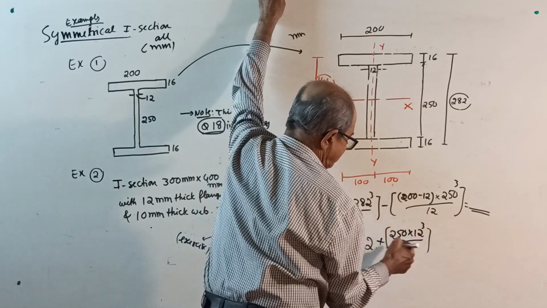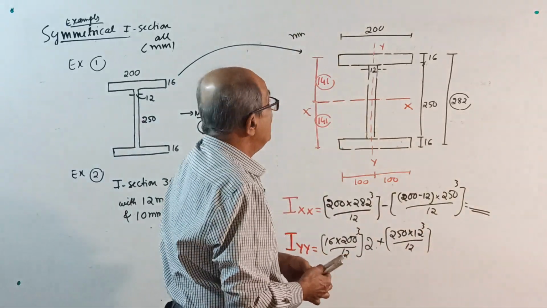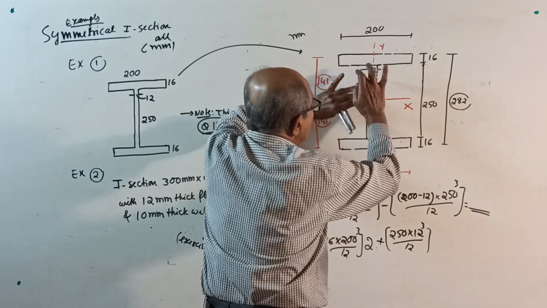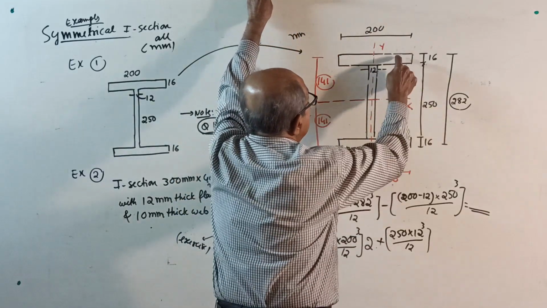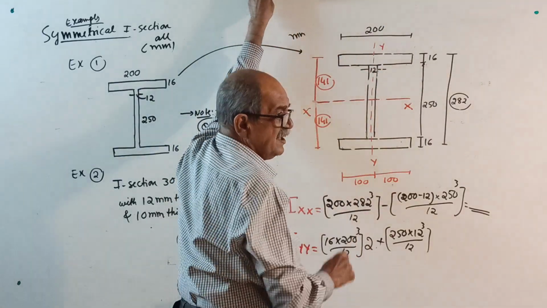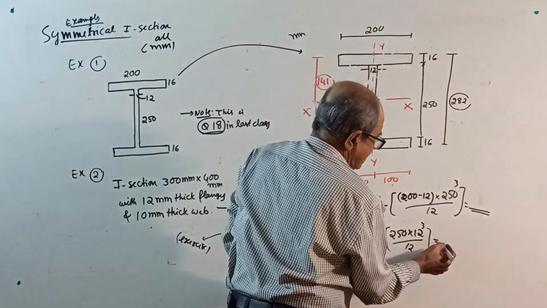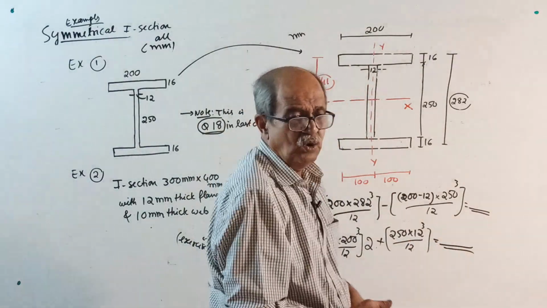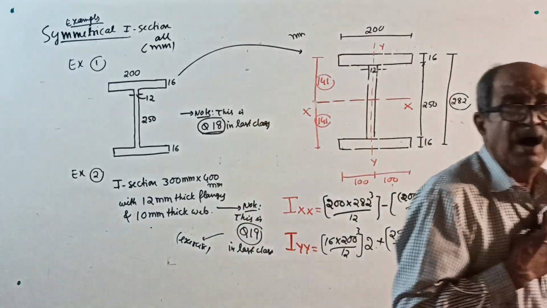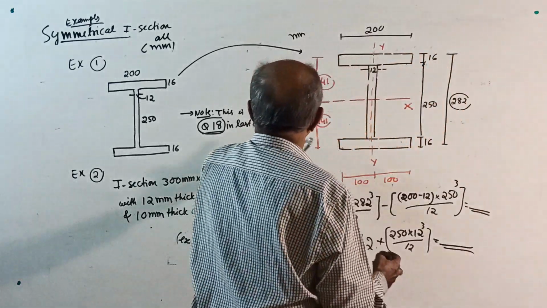No minus here, plus actually, because when you do Ixx, it is outer minus empty. When you do Iyy, you are adding the 3. Don't put minus here, over. Calculate the answer. See what answer you got last time. The same answer will come. Okay, that's all.